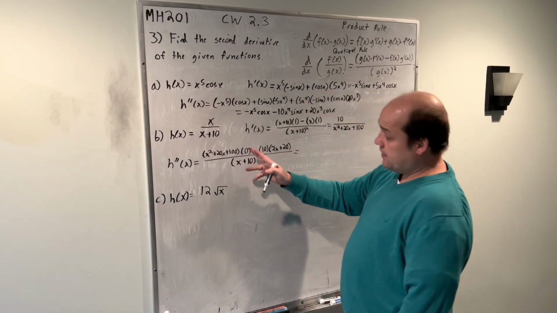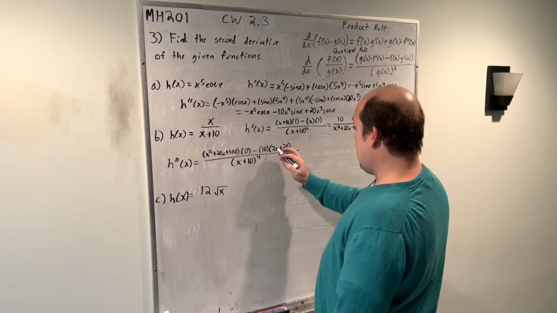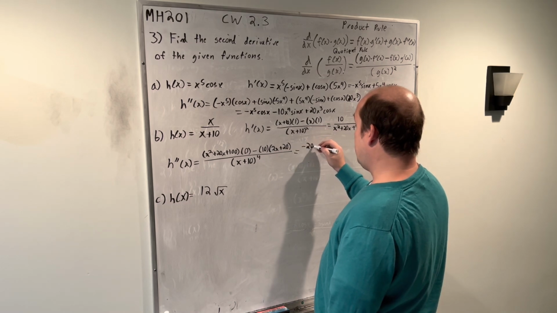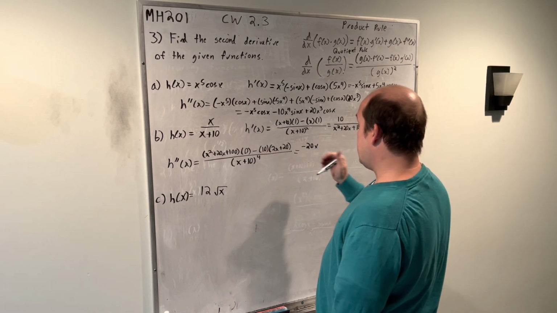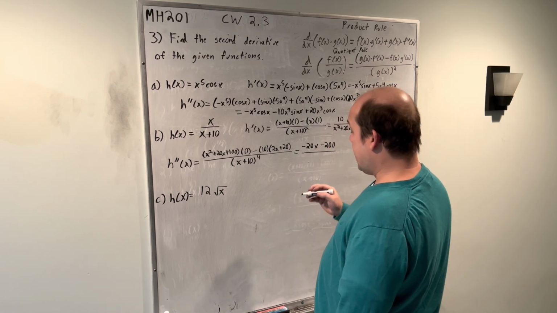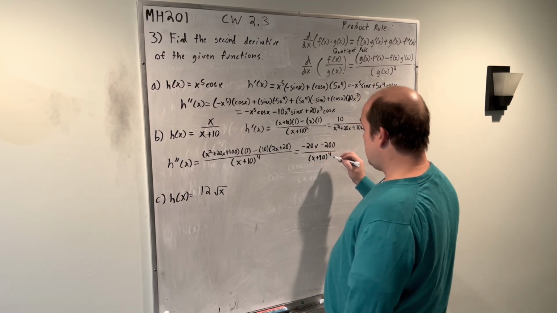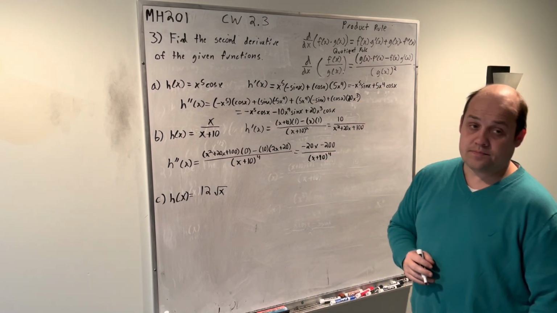When I multiply out the top, 0 times anything is 0, so I really just get these terms. Negative 10 times 2x gives me negative 20x. Negative 10 times positive 20 gives me negative 200. On bottom, x plus 10 to the fourth can just stay like that. x plus 10 to the power of 4.